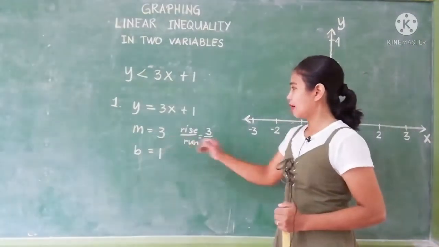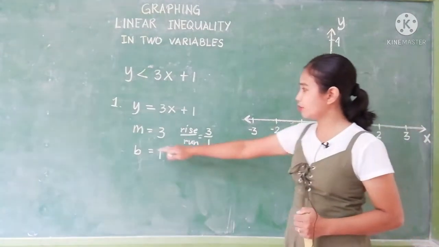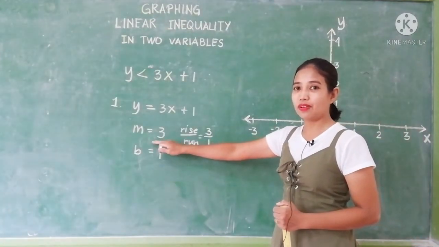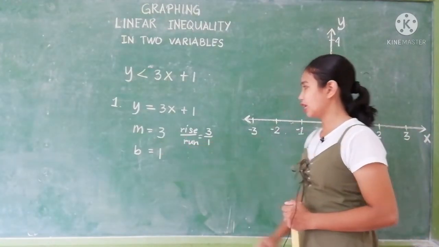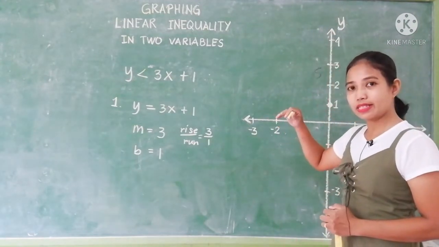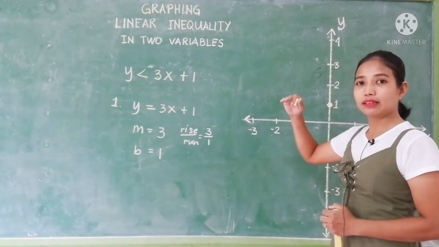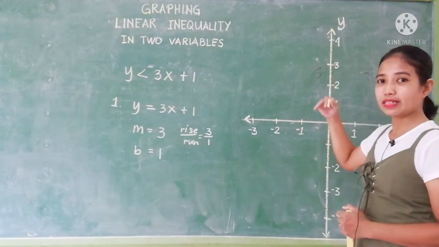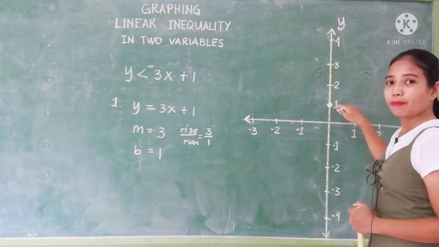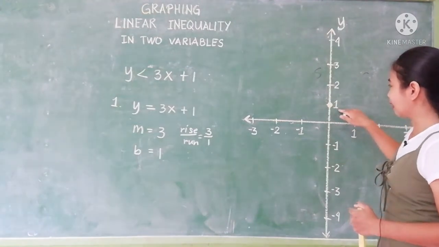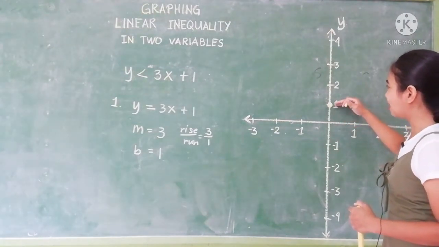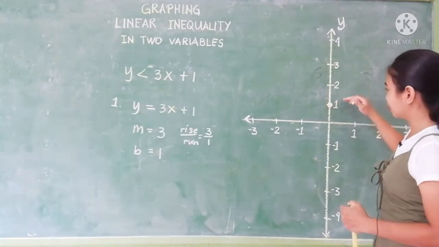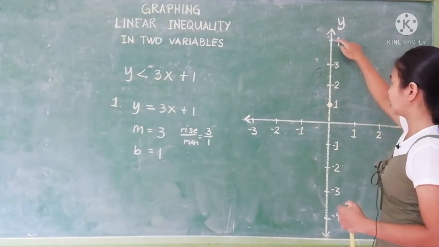And coming from the y-intercept, we will use the information of the value of m, which is 3. So, ibig sabihin, rise equals to 3. Tataas siya or aakyat siya ng 3 beses from the y-intercept. Okay? So, from the y-intercept, we will count 3 upward. So, this is 1, 2, 3.